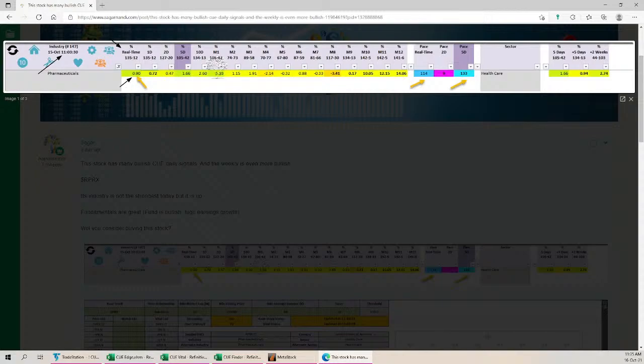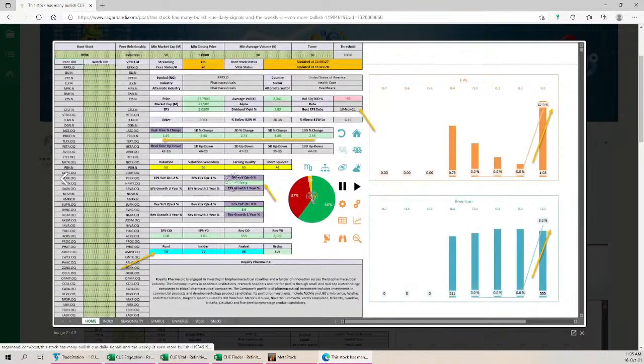The pharmaceuticals industry was up and the pace columns showed that it was accelerating. It was not one of the best performing industries on Friday, 15th October. Not one of the best performing industries, however, the industry was going up and it was starting to accelerate. And I found this stock RPRX. It was steadily going up, percentage change for real time, 1 day, that is Thursday, 2 days, 5 days, 10 days, all were positive.